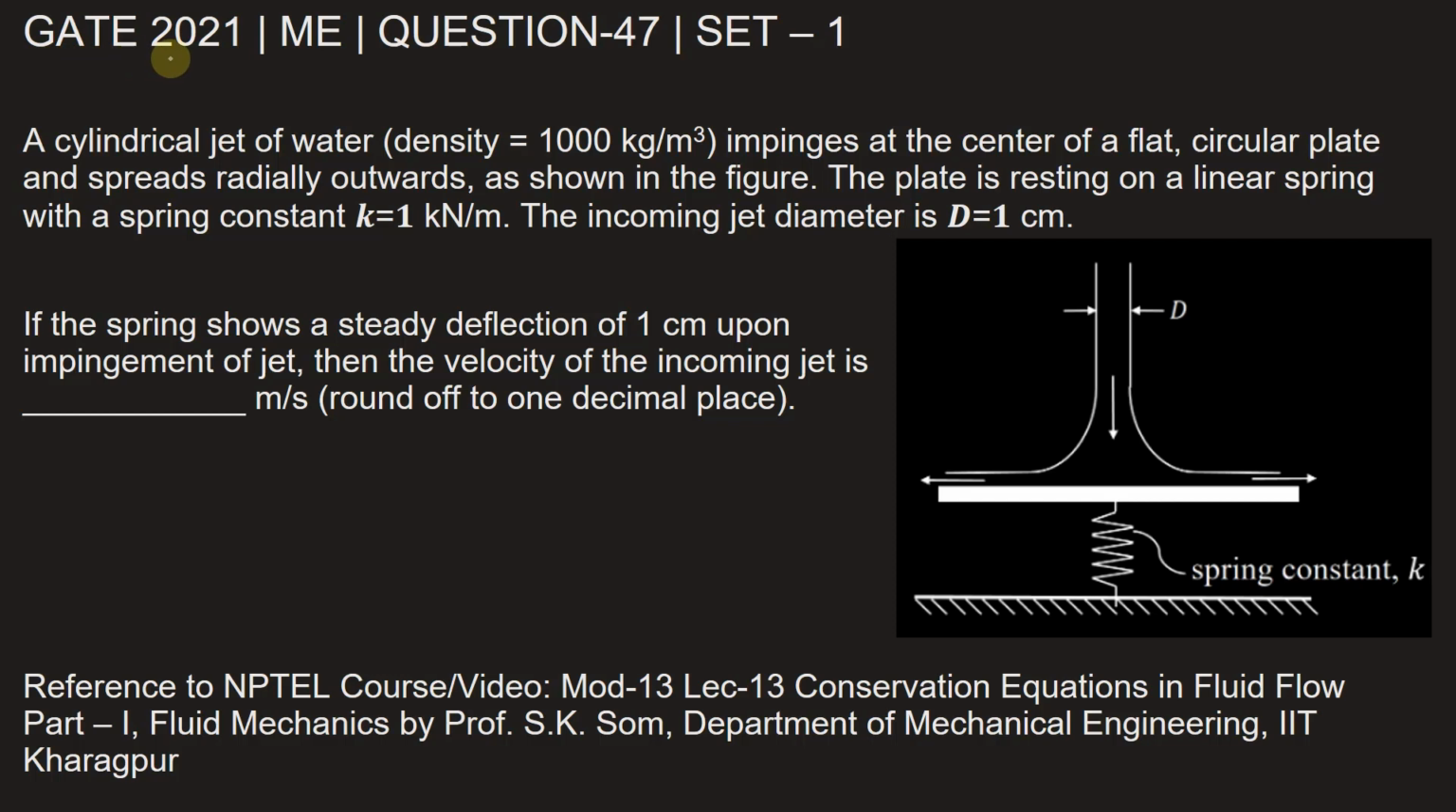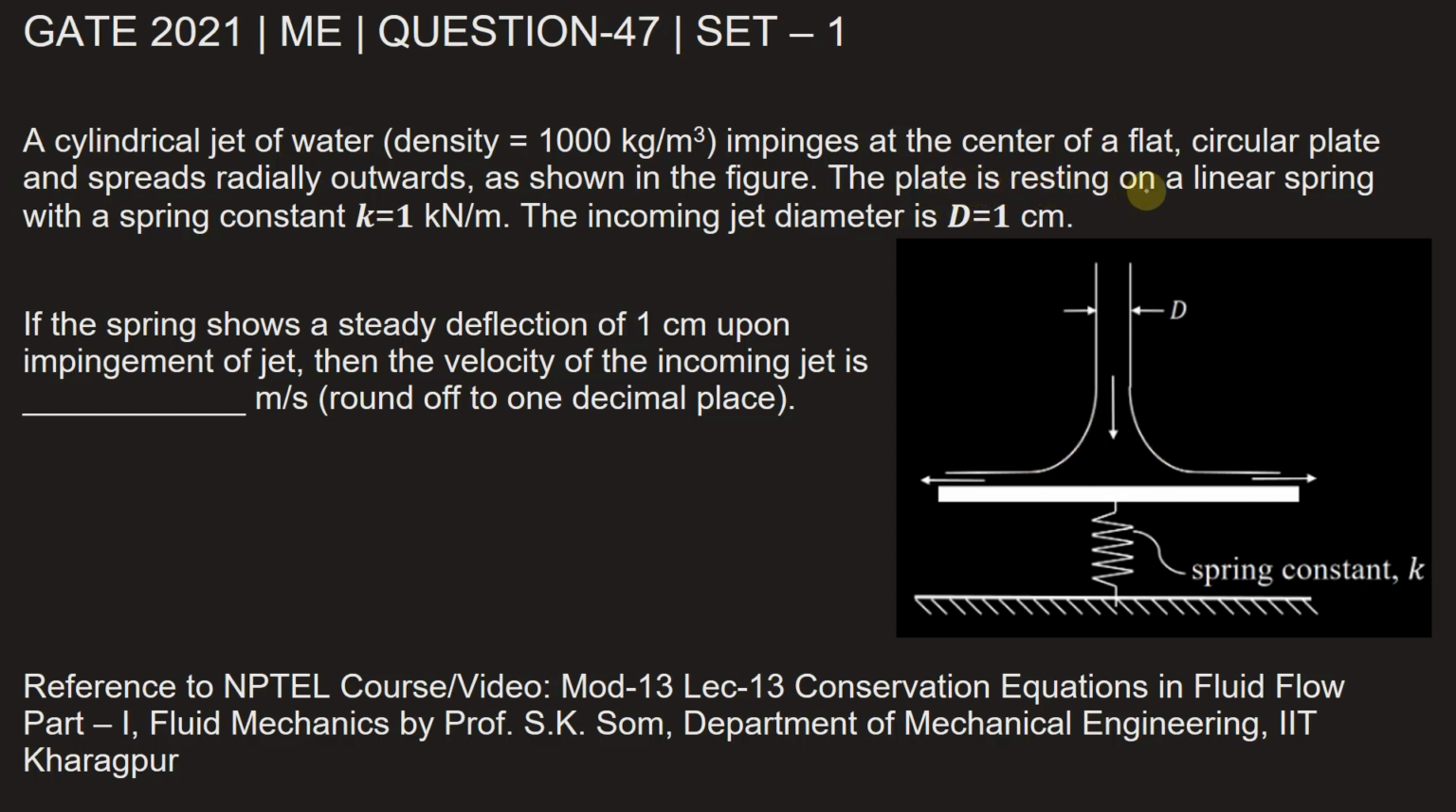This question is from GATE Mechanical Engineering 2021. This is question number 47 of set 1. The question is, a cylindrical jet of water of density 1000 kg per meter cube impinges at the center of a flat circular plate and spreads radially outwards as shown in the figure. So this is the figure given.